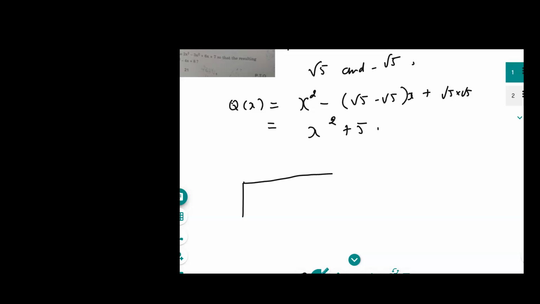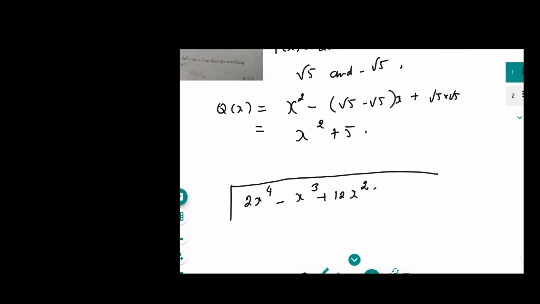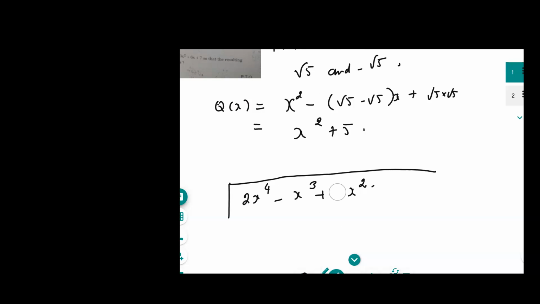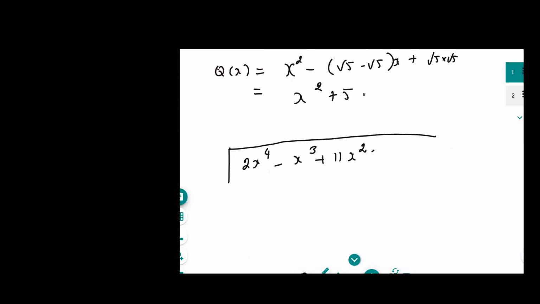So that gives you 2x power 4 minus x cubed minus 11x squared plus 5x plus 5, divided by q of x, which is equal to x squared plus 5.